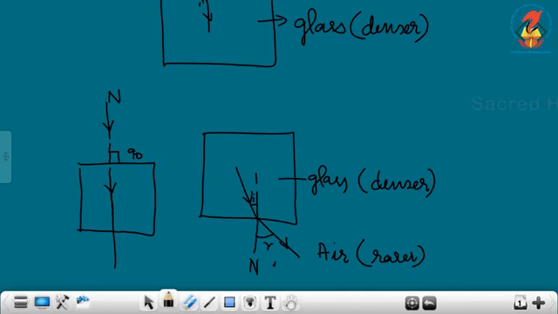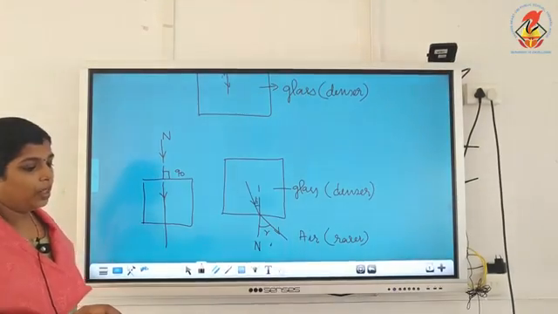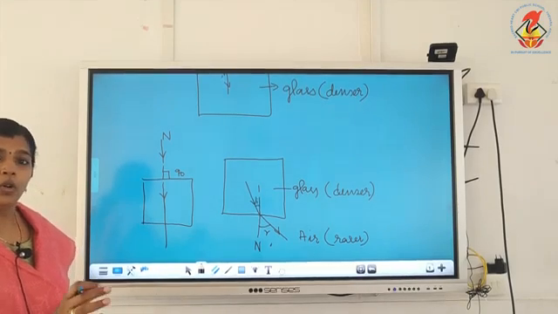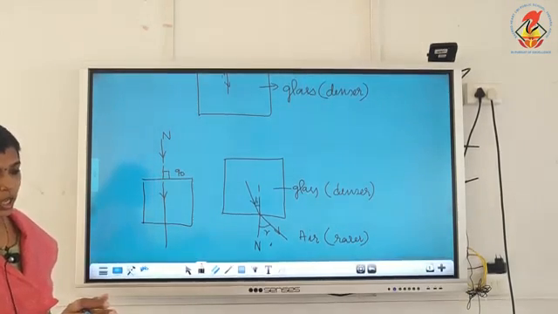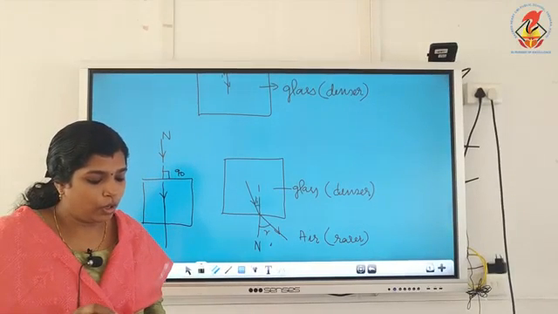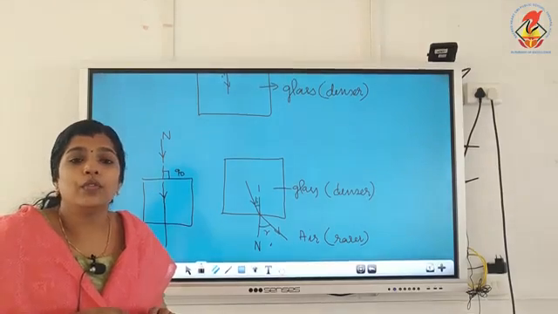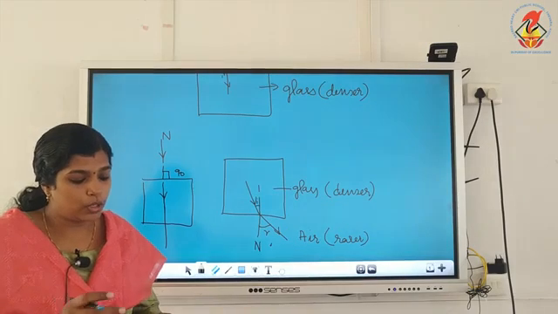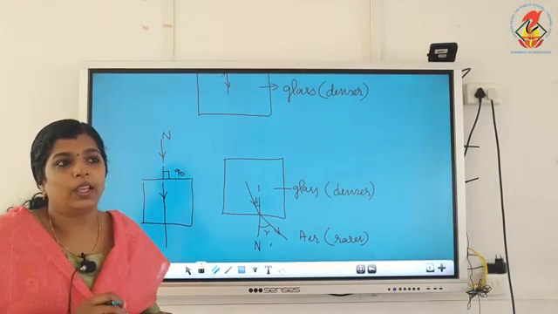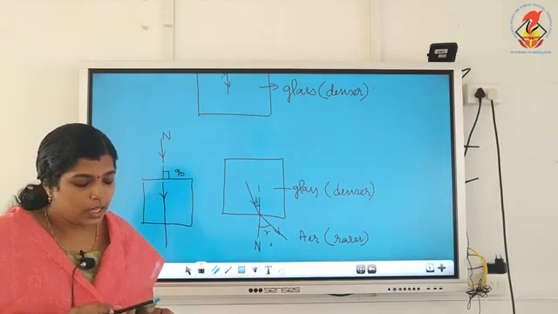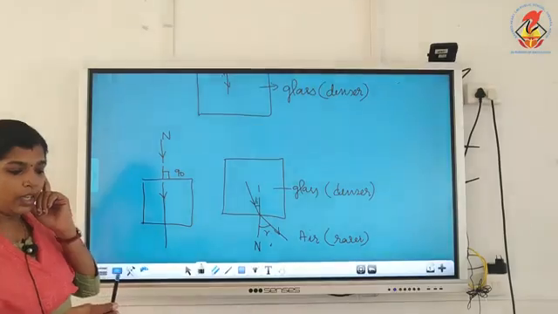If the incident ray falls normally, or perpendicular, to the surface of the glass slab, there is no bending for the incident ray, and the ray will go straight. Okay. Since the incident ray goes along the normal to the surface, the angle of incidence is equal to 0 and the angle of refraction is also 0. That's why it will not suffer any deviation.